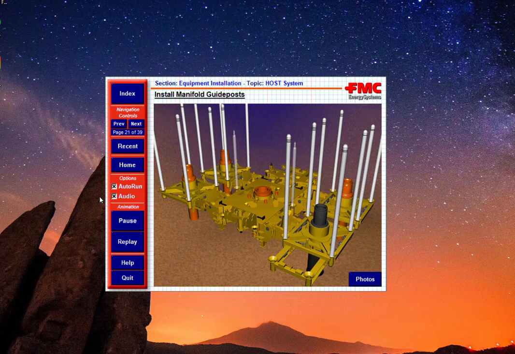Upon completion of drilling operations, the manifold assembly is prepared for installation. The remote guideposts are installed via guidelines with the ROV providing guidance.